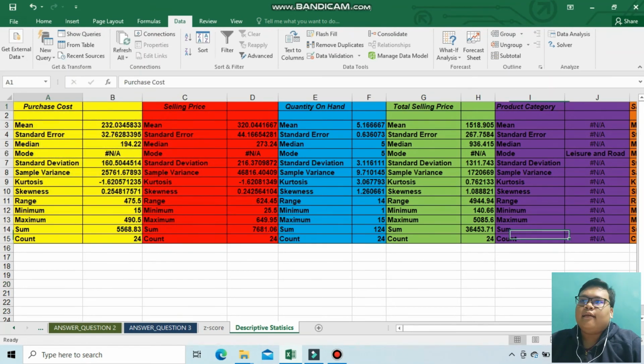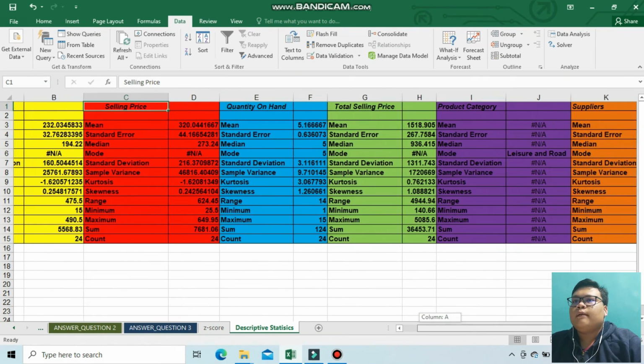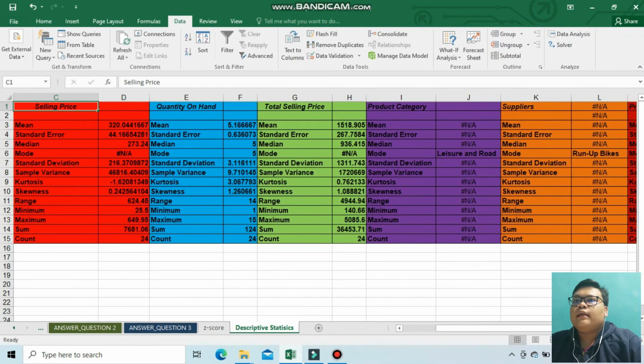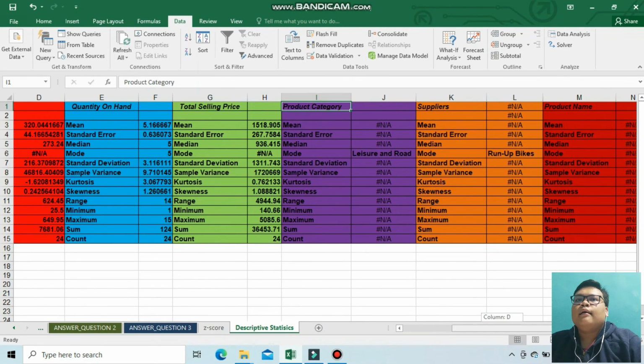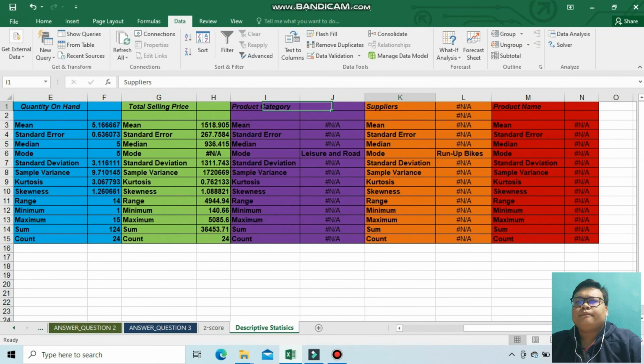So the conclusion is purchase cost mode is no value available, selling price is no value available, quantity on hand mode is 5, total selling price mode is no value available, product category mode is leisure and road, suppliers mode is run up bikes, and last, product name mode is no value available.